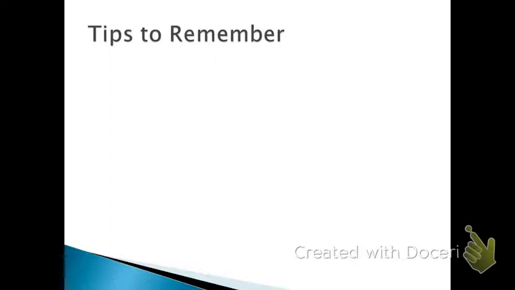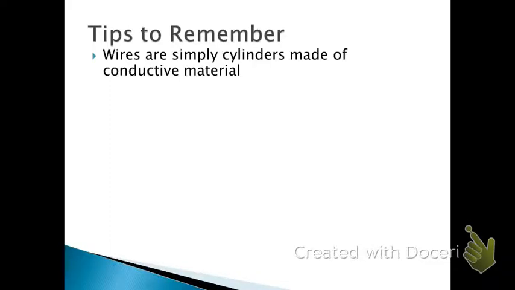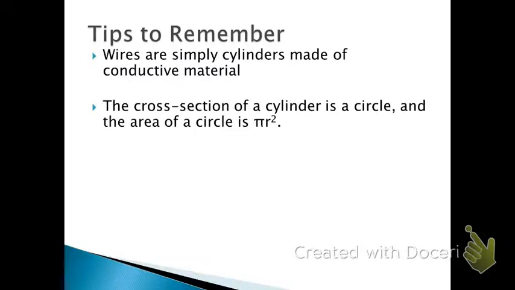So a few tips to remember as you go through and solve these problems. All that wires are, they're just cylinders made out of some sort of conductive material. And the cross-section of a cylinder is simply a circle, and the area of a circle is pi r squared. So when you solve for area, do pi r squared. And don't forget that a radius is also half of a diameter. A lot of times problems will just give you the diameter of the wire. You've got to convert it to meters, divide it by 2, and square it, multiply it by pi before you actually find the area.